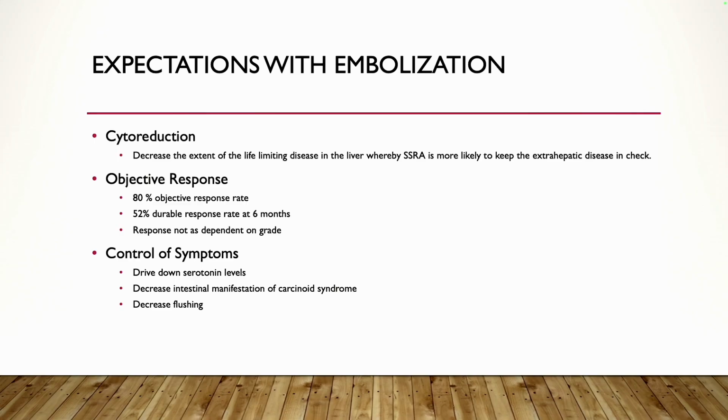And then it is awesome at controlling symptoms. Probably the strongest evidence in liver-directed therapies and embolization is in the control of carcinoid syndrome. It can drive down the serotonin levels and significantly improve the intestinal manifestations of the disease, flushing, diarrhea, and just the lightheadedness and the awkwardness of having those carcinoid syndromes.